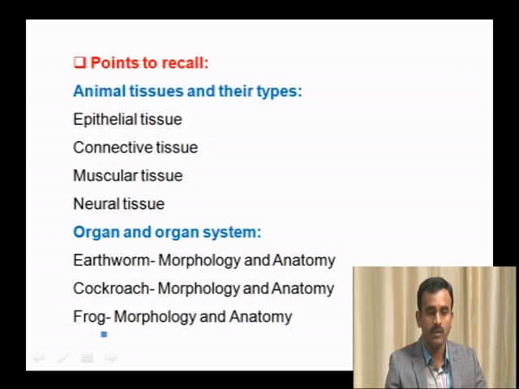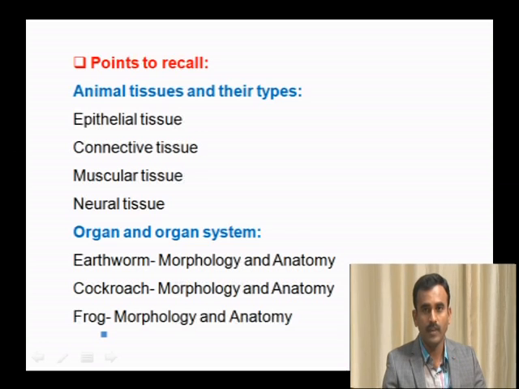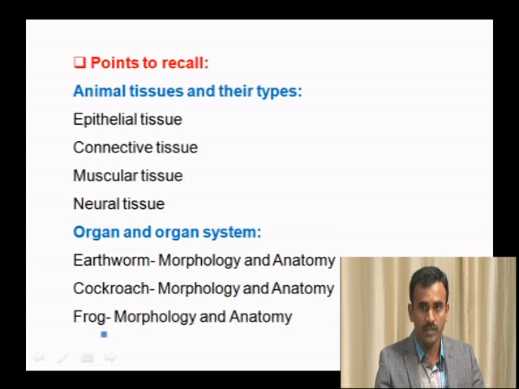In this topic, the main points which we need to recall are different types of animal tissues and their function and structural aspects, and second, morphology and anatomy of three important animals. According to your syllabus, we need to learn about the earthworm, cockroach and frog morphology and anatomy.